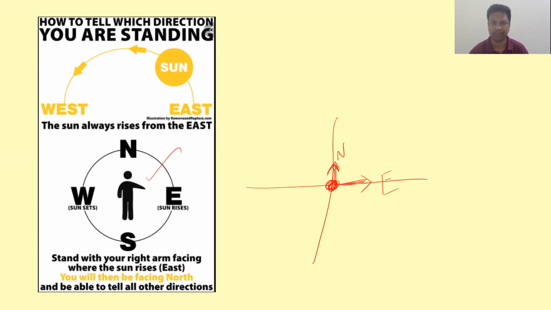For example, if this is north, opposite to north is what? We can directly say it is south. Opposite to east is what? West. Between south and west is what? Southwest. This is southeast, northeast, and northwest. So we are able to establish all the directions only if you know this point. Standing in the middle, facing the north, right hand will be in the east. Opposite east is west, opposite to north is south. Right? So this is the basics for direction sense.